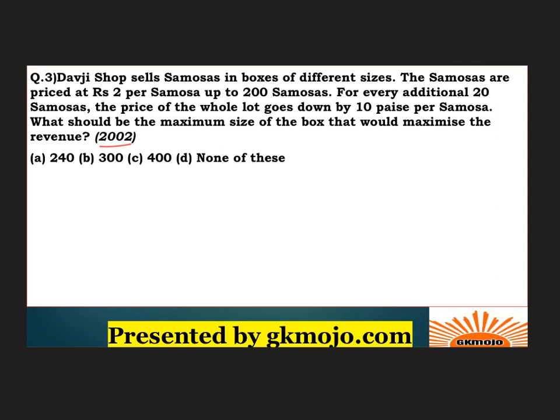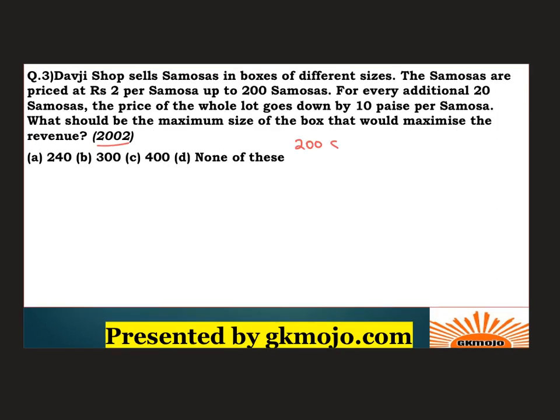So for the first 200 samosas, we need the price to be 2 into 200, right? This is the price. So what was the price? It was 200. That is, the revenue is 400, because for 200 samosas it was rupees 2 per samosa, right? If we now increase by 20 samosas, that is 220. For 220 samosas, what will be the price? It will be 1.90 into 220. Why? Because for every additional 20, the price of the whole lot goes down by 10 paisa. So the revenue will be 418.